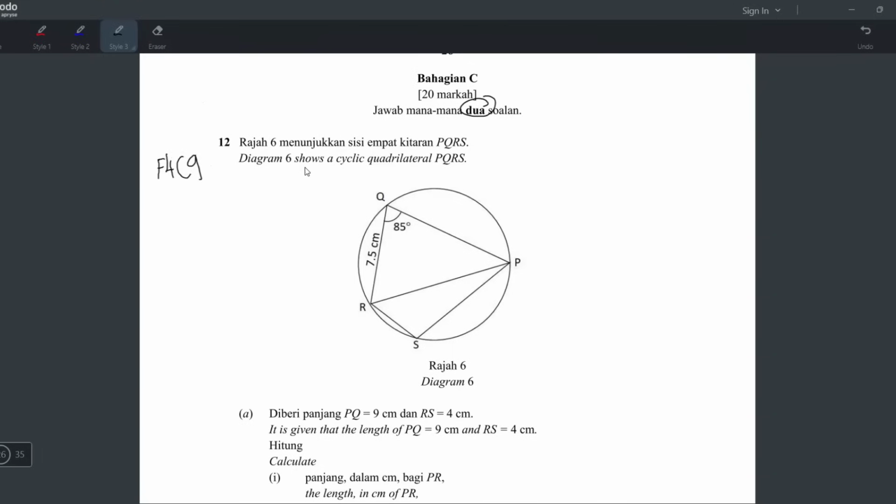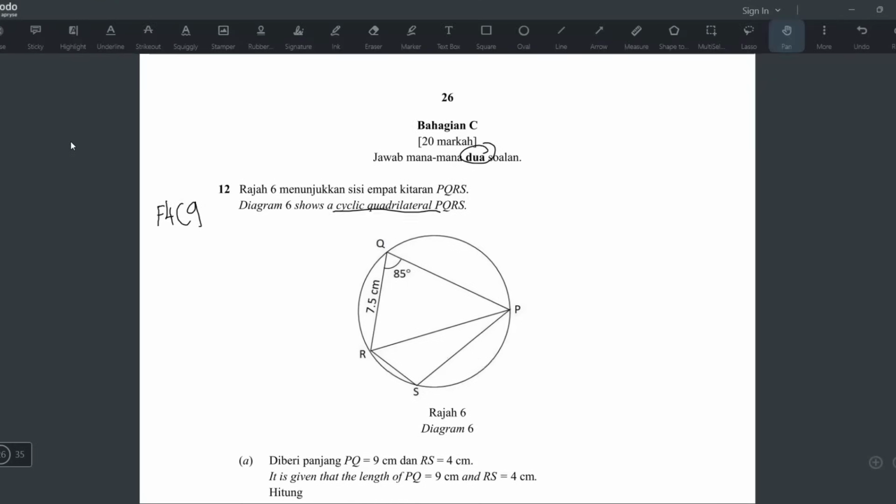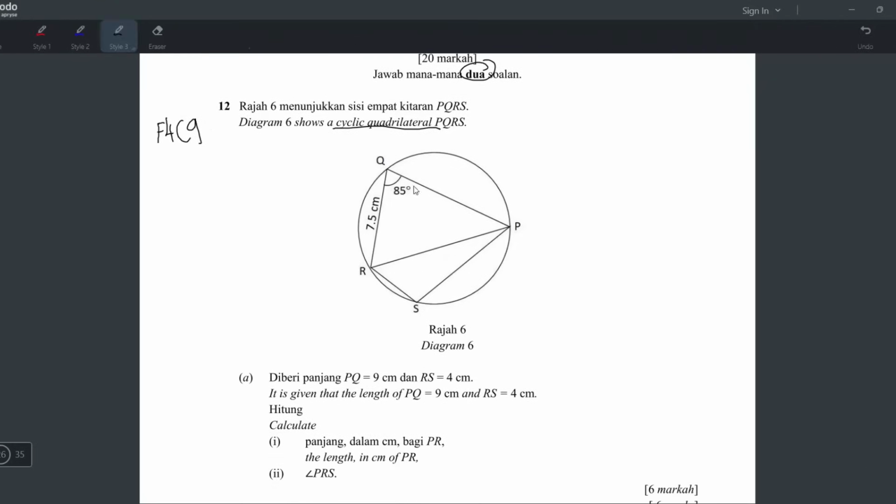Alright, let's go. Diagram 6 shows a cyclic quadrilateral PQRS. A few things you need to know about cyclic quadrilateral. What is cyclic quadrilateral? Cyclic quadrilateral means when there is a quadrilateral inside the circle and all the 4 corners touch the side of the circle, then we call it cyclic quadrilateral. And when it's a cyclic quadrilateral, the opposite angles added together will give you 180.